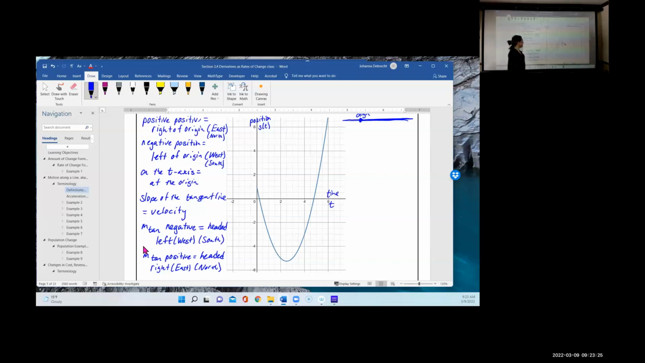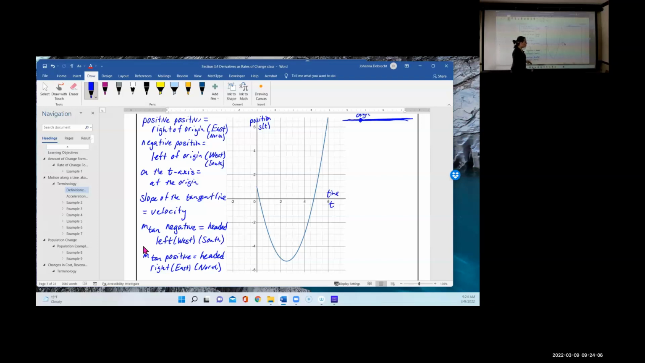So what does it mean then for the article to be right here at 1? At 1, we have a spot right here. The position of it is negative because it's below the t-axis. So it is on the left side or the west side of the intersection of I-20, I-25 and I-70. And the slope of the tangent line is negative. So it is still headed towards the west. It's still headed left. It is to the west of that intersection and it's headed west.